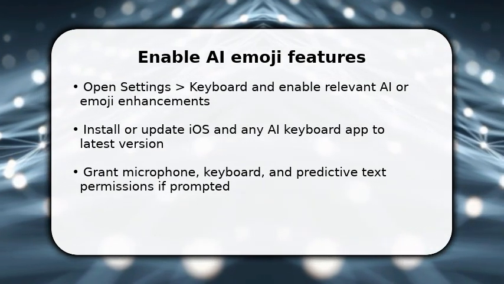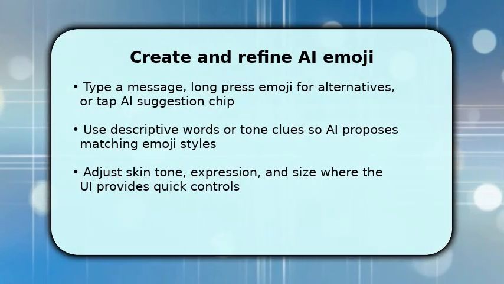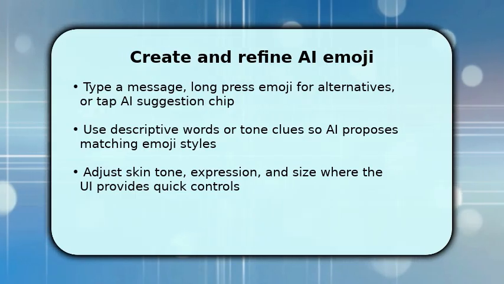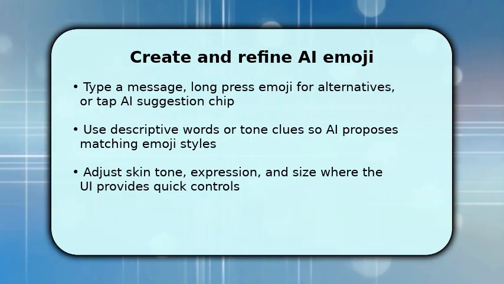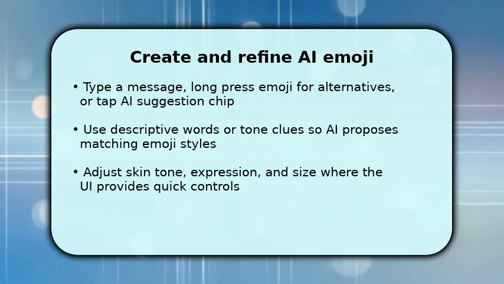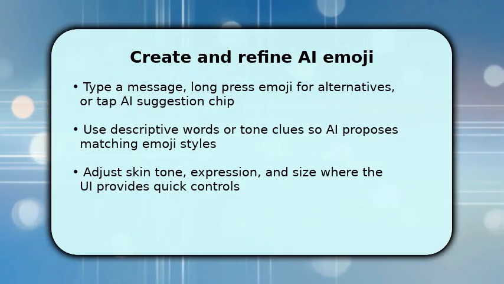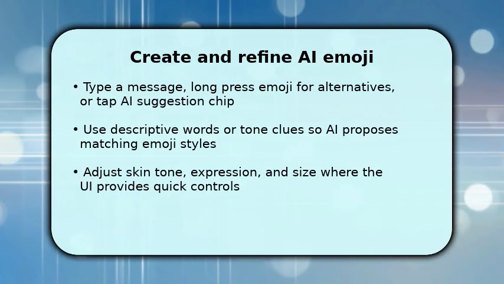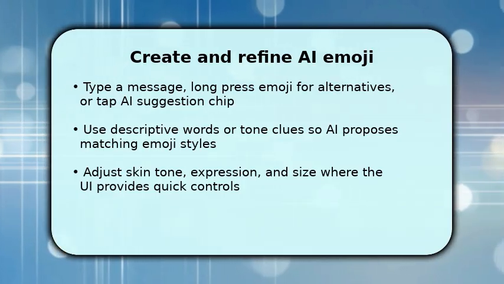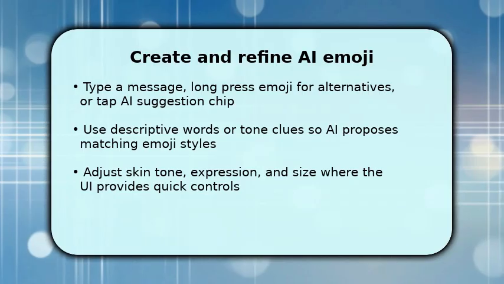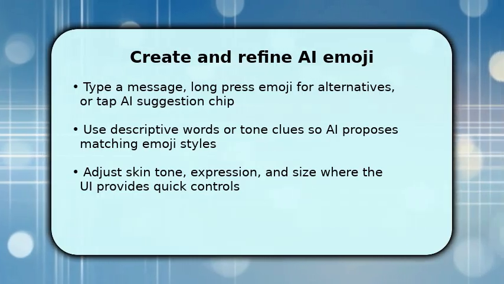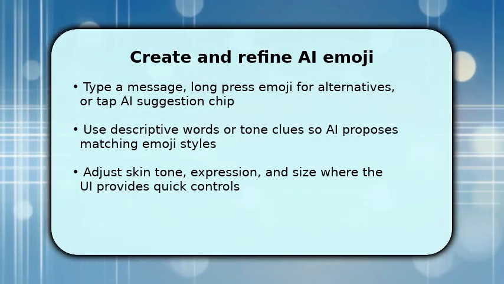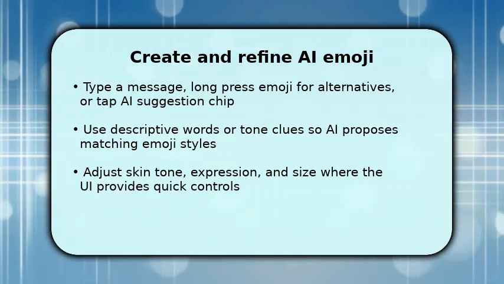Now you compose a message and let the AI generate emoji options. Type a phrase, then look for the suggestion strip or AI suggestion chip above the keyboard. Tap it to reveal generated emoji sets. If you need a specific vibe, add descriptive words like cheerful or sarcastic, because the AI uses text context to match emoji tone. Once options appear, long press an emoji to see variations and tweak skin tone or expression. Make sure to preview before sending to confirm intent.